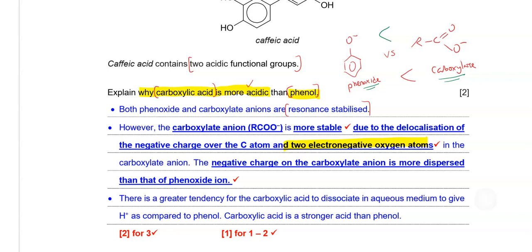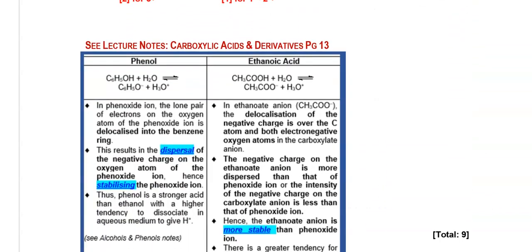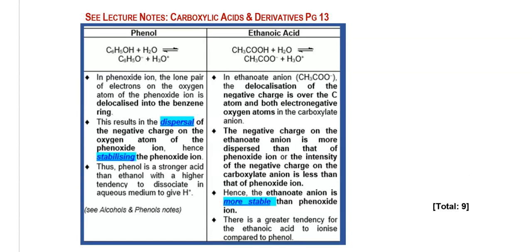Where can you find this? This is nothing new again. Your attention to detail in your lecture notes is very, very poor. Page 13, exactly the same comparison. So look at it. The delocalization of negative charge is over the C and both electronegative O atoms in the carboxylate anion. Negative charge more dispersed than that of the phenoxide ion. Carboxylate anion more stable than the phenoxide ion. These are just simply marking points.